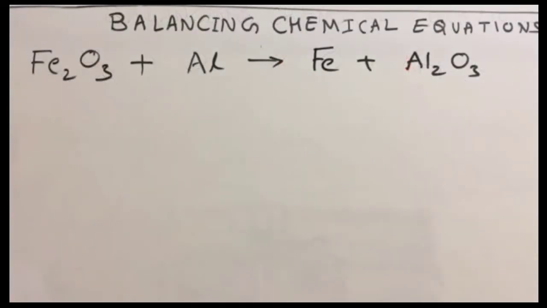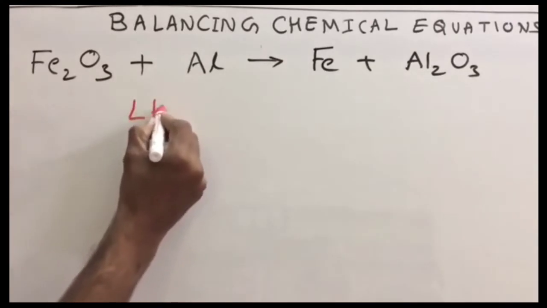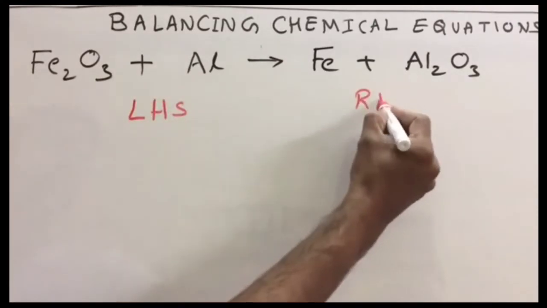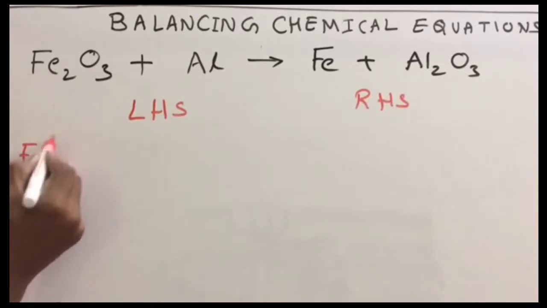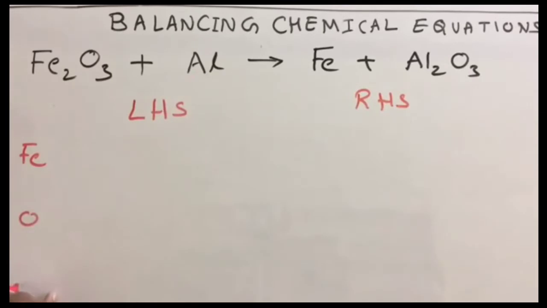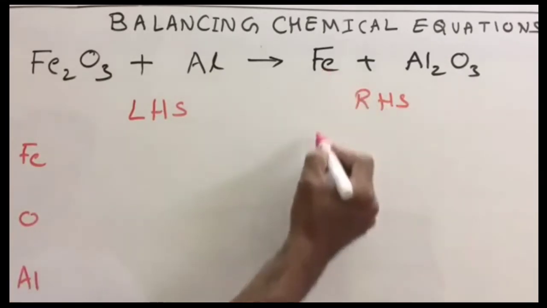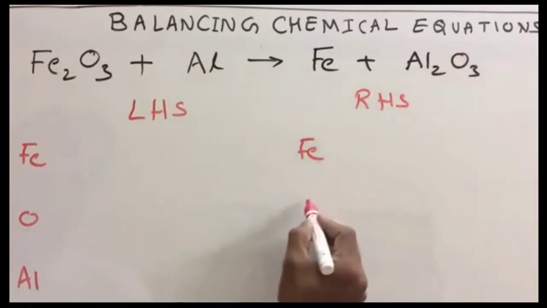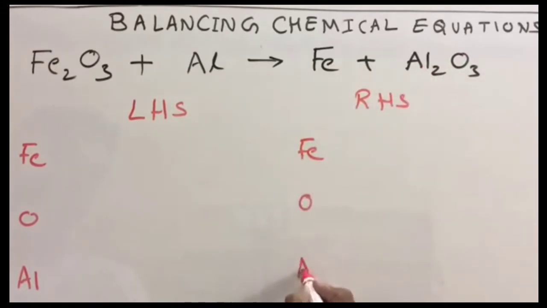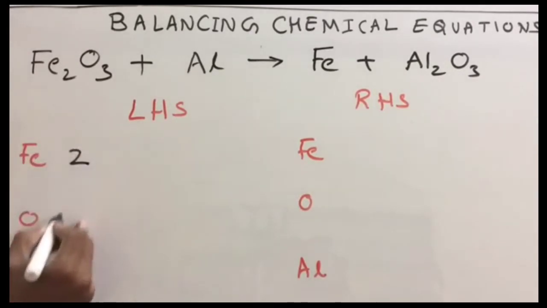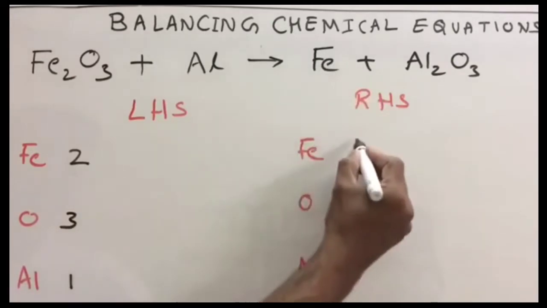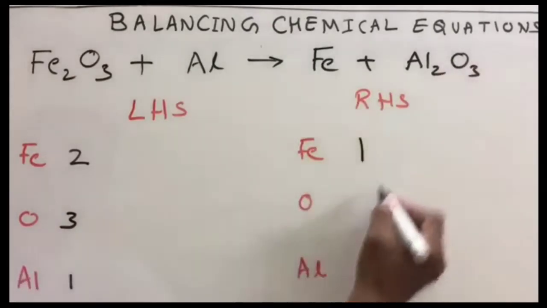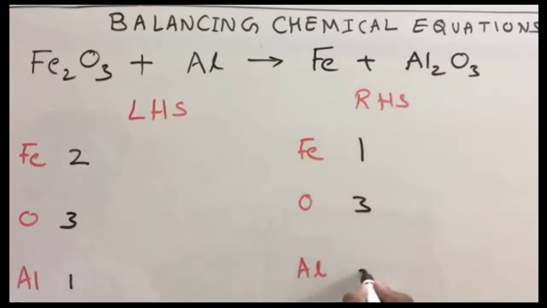One more equation. Write the equation first and then write LHS, RHS. On LHS the atoms: you have iron atom, you have oxygen atom and you have aluminium. Similarly on RHS you have iron, oxygen, aluminium. Now check the number of atoms of each. For iron you have 2 on LHS, for oxygen you can see 3, aluminium 1. On RHS iron you have 1, oxygen you have O3 means 3 here, aluminium Al2 means 2.